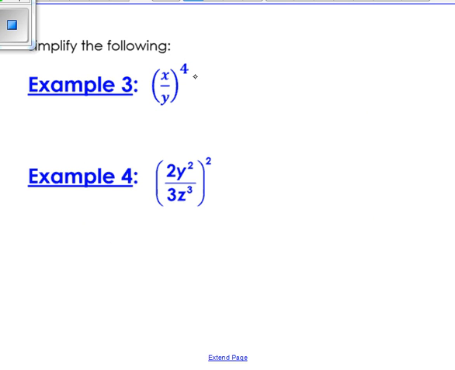So for example, in example 3, I'm taking everything in here to the 4th power. Everything in the numerator and everything in the denominator. So my answer is actually this. And because they don't have the same base, I can't subtract my exponents.